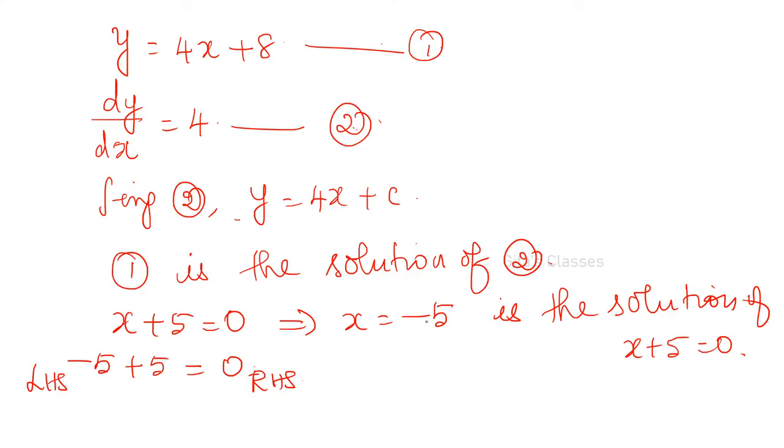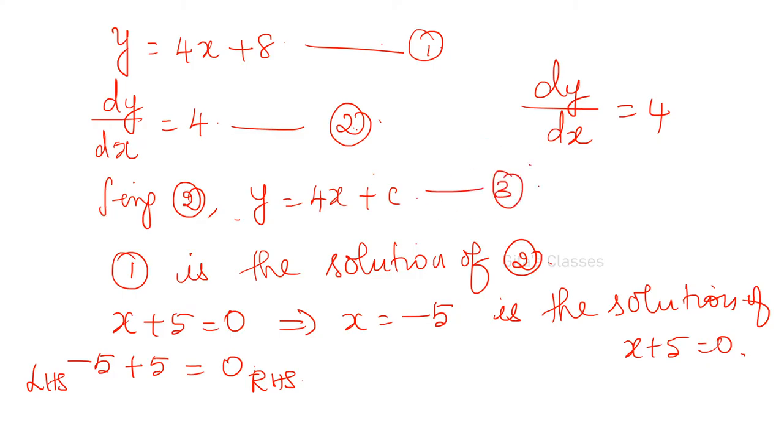That means it should satisfy. What is the meaning of satisfying? When you substitute in the given equation, you must get left hand side equal to right hand side. Then only we say that it satisfies. Similarly, y is equal to 4x plus c. By differentiating, we get dy by dx is equal to 4. From the second equation also we get dy by dx is equal to 4. That is why 1 is called the solution of the second equation. Equation 1 is nothing but a particular solution, a particular case of this equation 3.